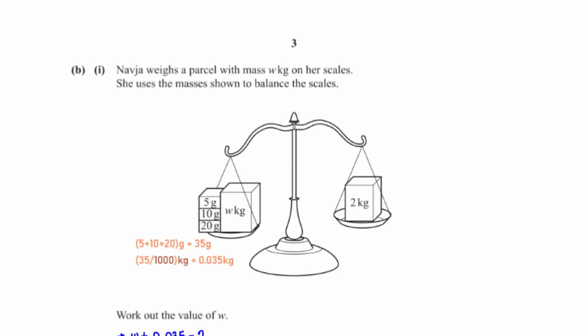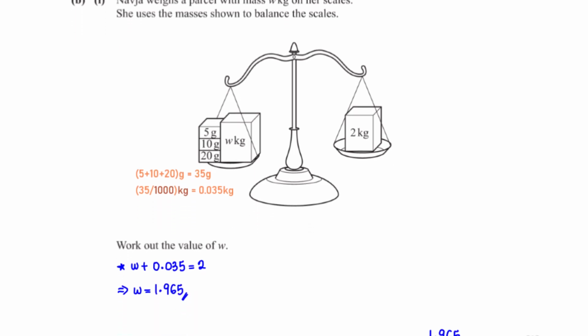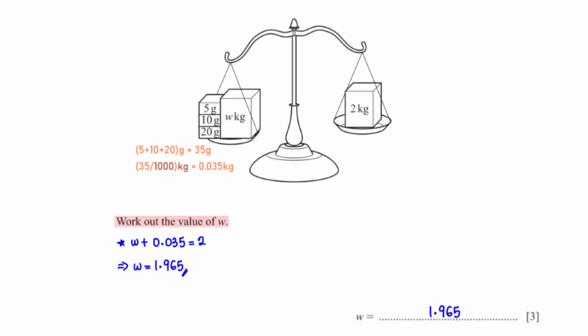Navja weighs a parcel with mass W kilograms on her scales. She uses the masses shown to balance the scales. Work out the value of W. If the scales are balanced, then it means the mass on the left scale is equal to the mass on the right scale. 5 grams plus 10 grams plus 20 grams is equal to 35 grams.